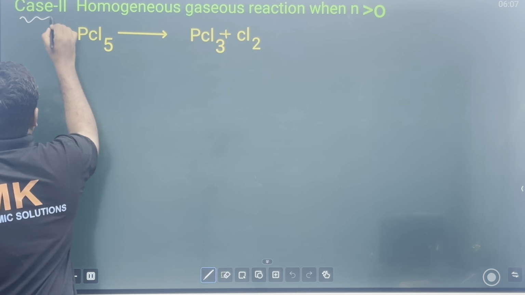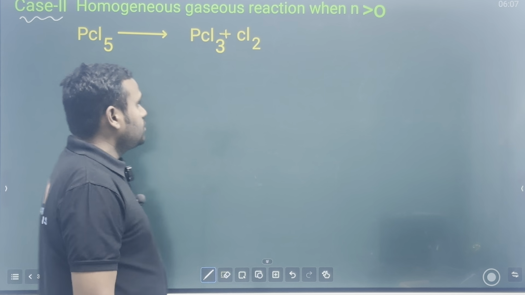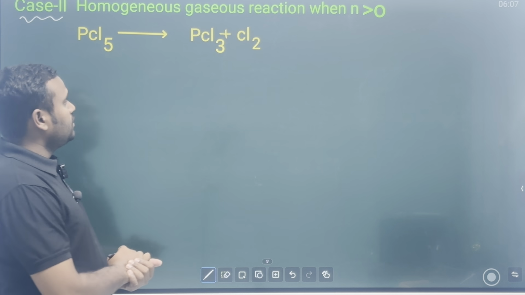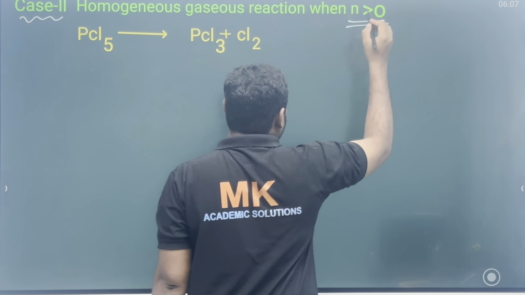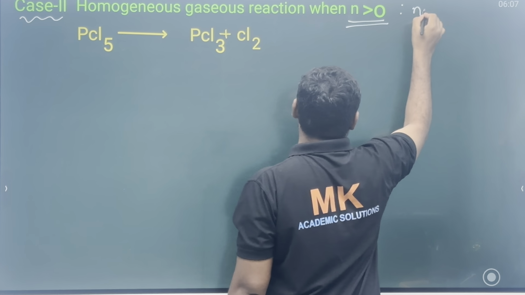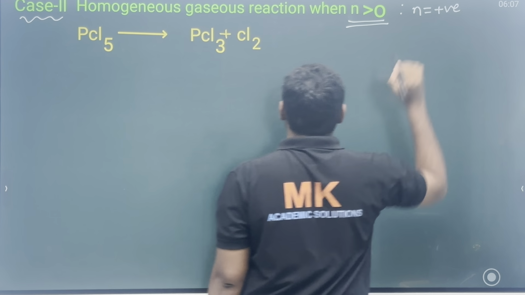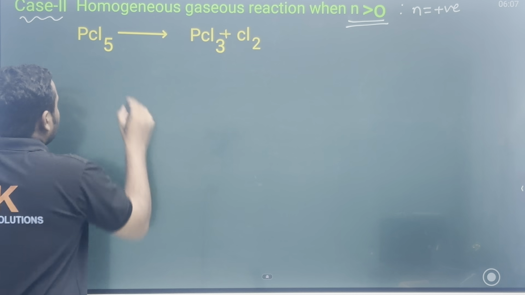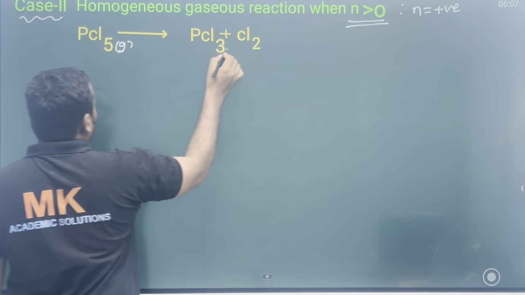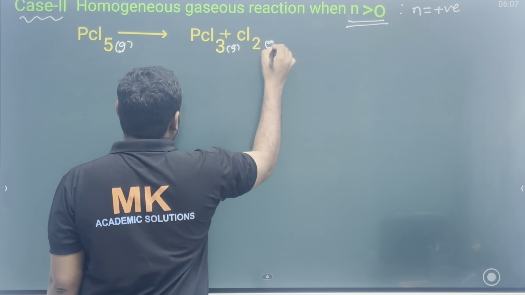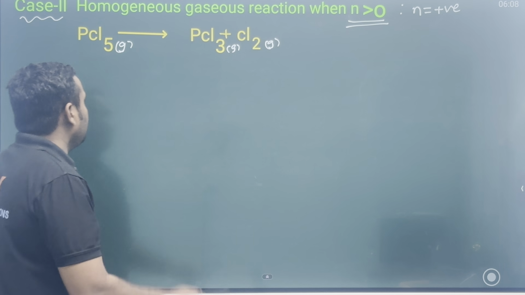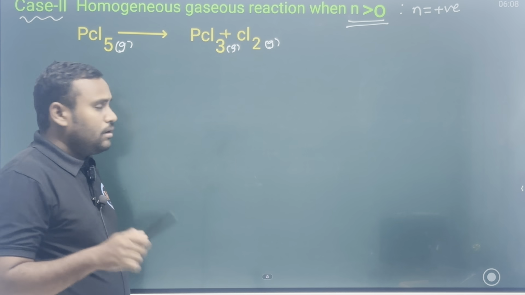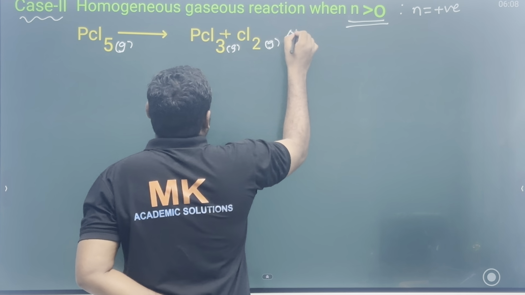Now let us see one more thing here, that is the next type, case 2. Now we are going to discuss case 2, homogeneous gaseous reactions when delta n is greater than 0. When delta n is greater than 0, means delta n is a positive value. Now here see, this is the gaseous equilibrium, homogeneous gas equilibrium. All the reactants and products are present in the gaseous state.